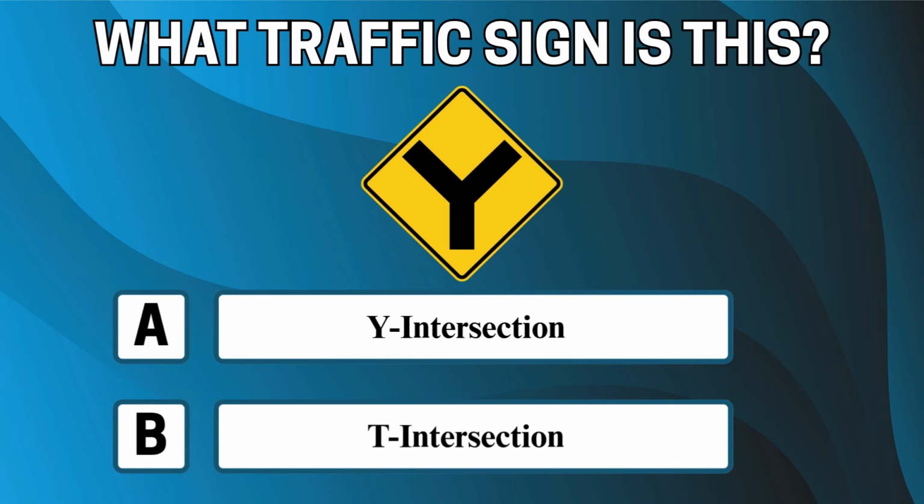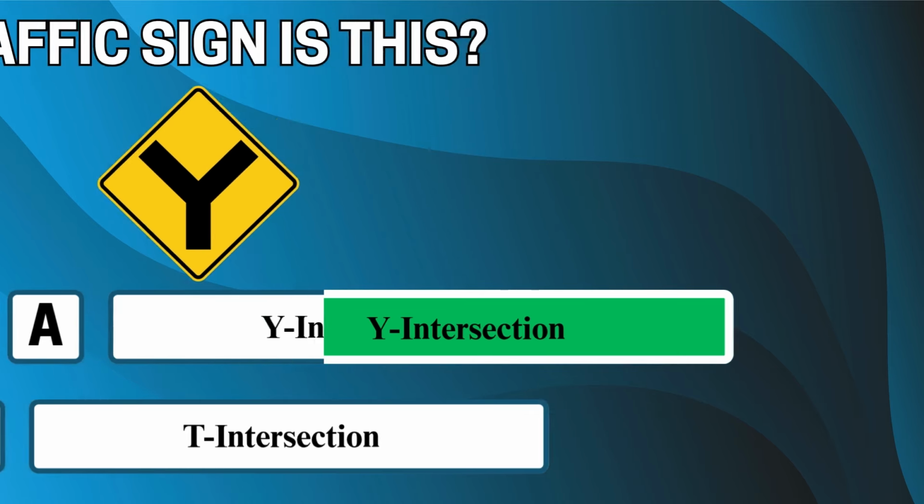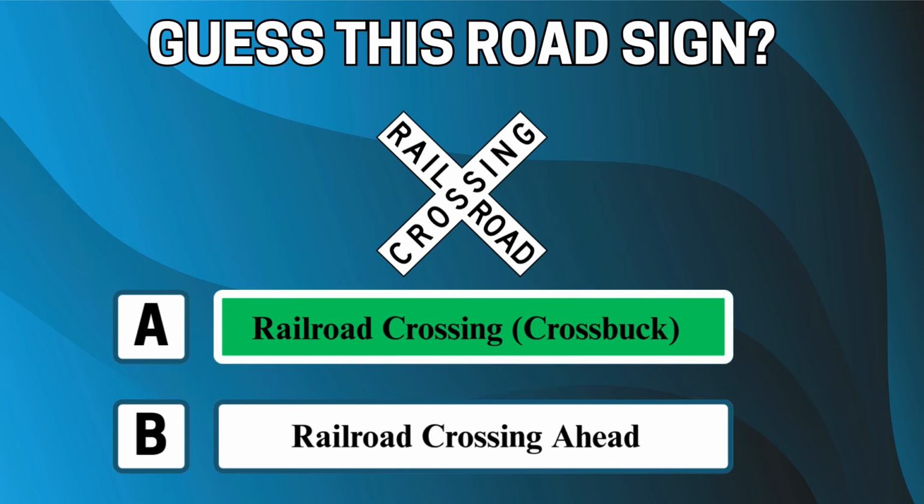What traffic sign is this? Correct, it is the Y intersection sign. Guess this road sign? Excellent, it is the railroad crossing, crossbuck.